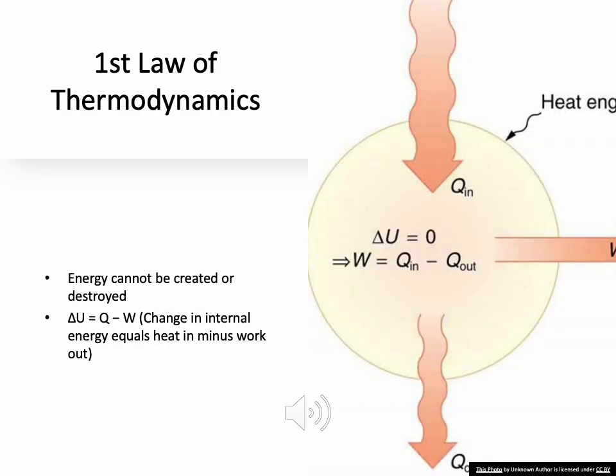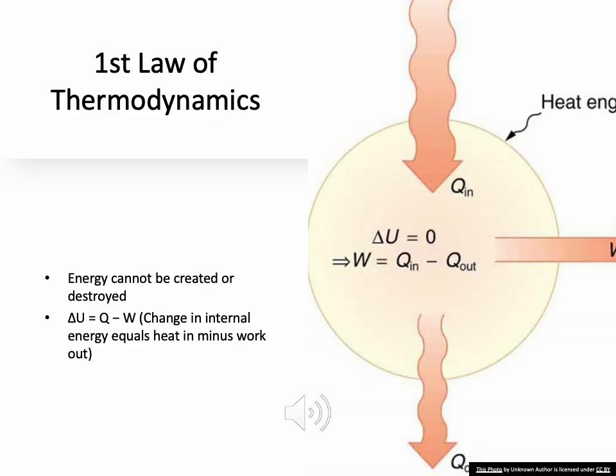The first law is all about energy conservation. It says that energy cannot be created or destroyed, only transferred or changed from one form to another. The equation for this law is delta U equals Q minus W, where delta U is the change in internal energy, Q is heat added, and W is work done by the system.